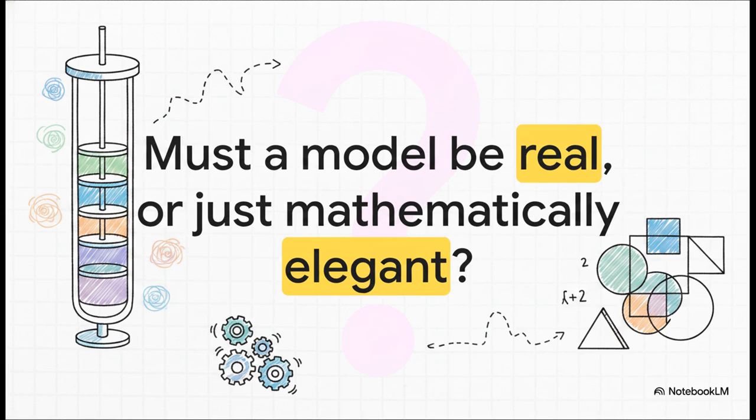Think about it. The theoretical plate model relies on physical structures that do not exist, and it totally ignores key physical realities like diffusion. Yet, it works incredibly well. It really makes you wonder, does a scientific model actually need to be physically real, or does it just need to be mathematically elegant enough to reliably predict the truth?